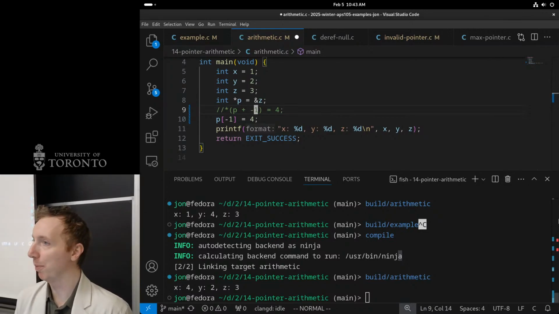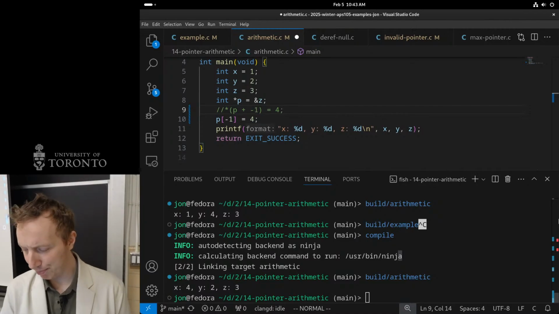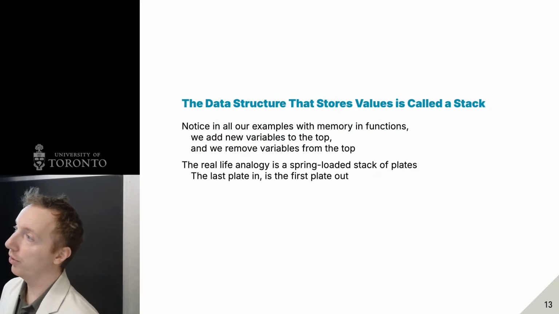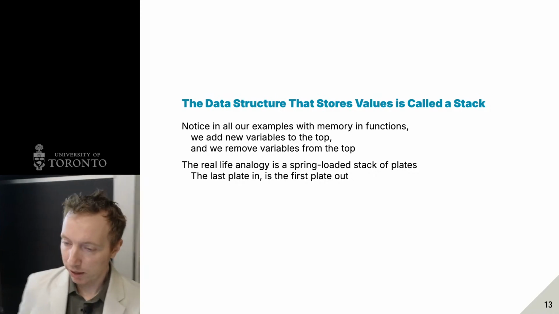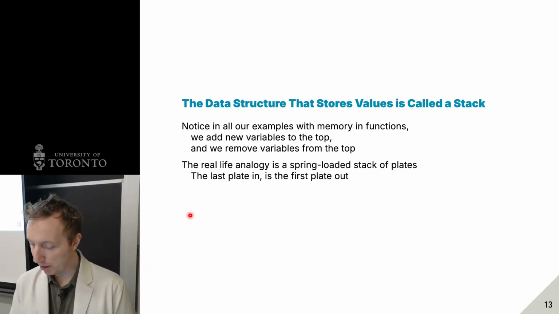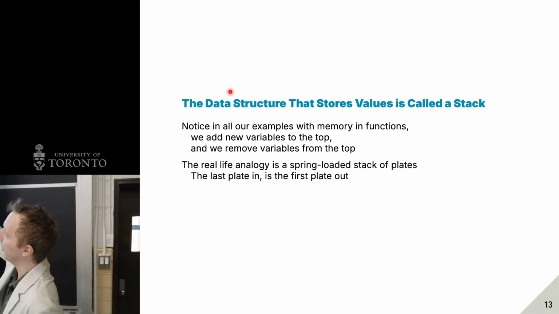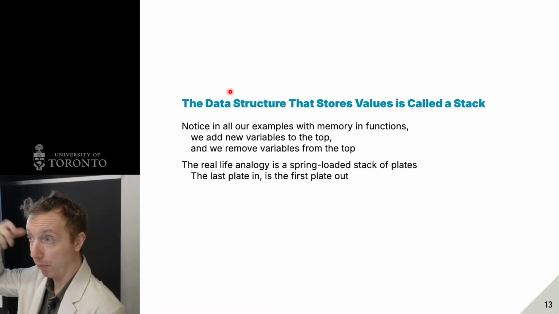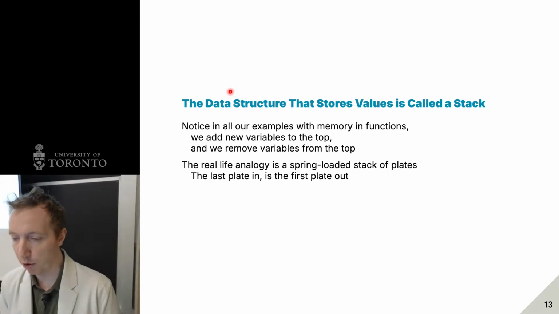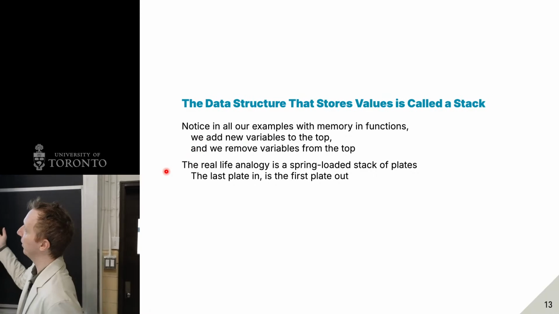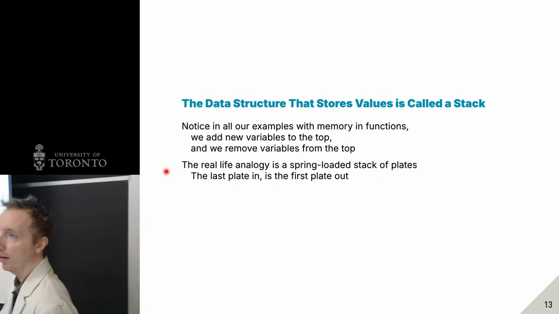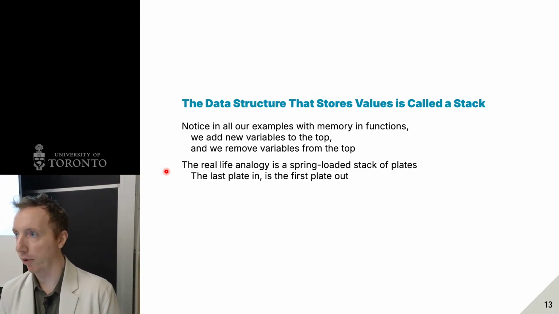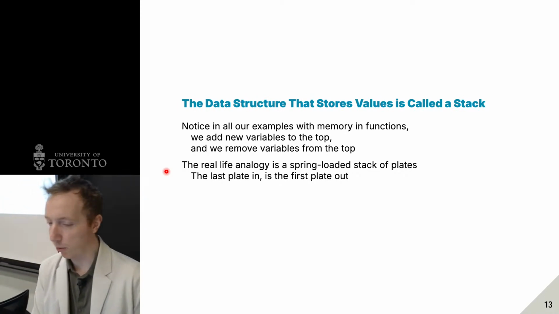We have learned pointer arithmetic, which will be a nightmare for debugging. All right, so the data structure that stores the values of your variables is called a stack. Notice in all those examples with memory and functions, I always write them by adding variables to the top, and removing variables from the top whenever I call different functions, or whenever I need to get rid of something, or if we introduce a new scope. Like I said, the real life analogy is a spring-loaded stack of plates. The last plate in is the first plate out. And that's the same way variables work in memory. They get thrown out of memory in that order as well.